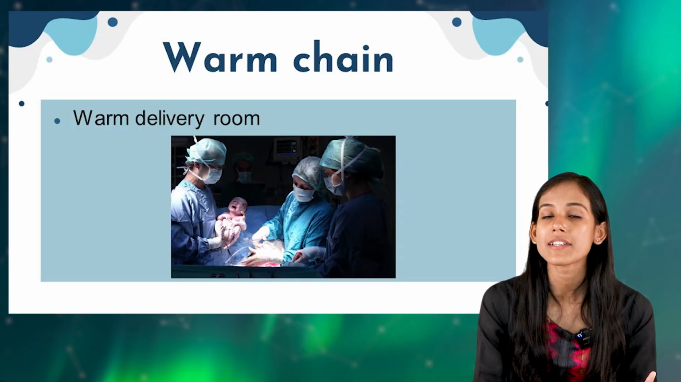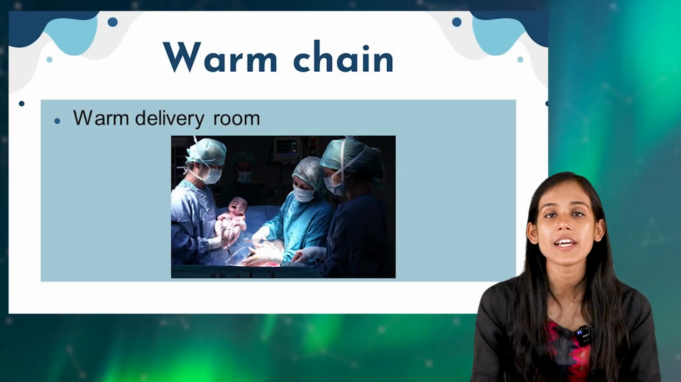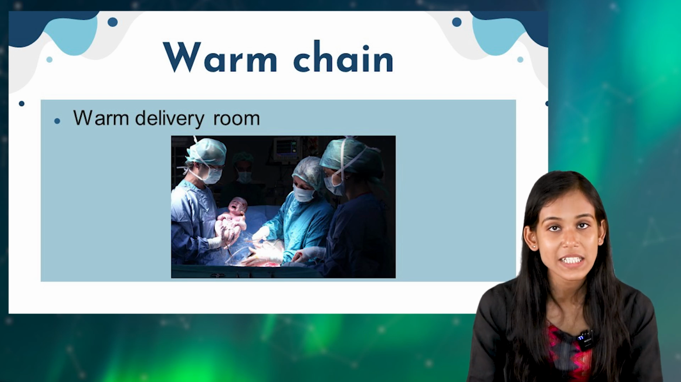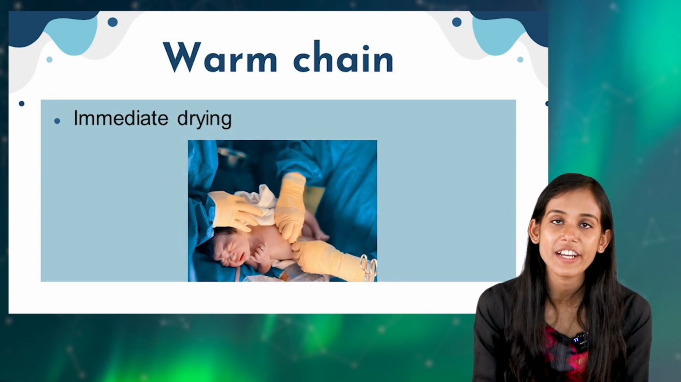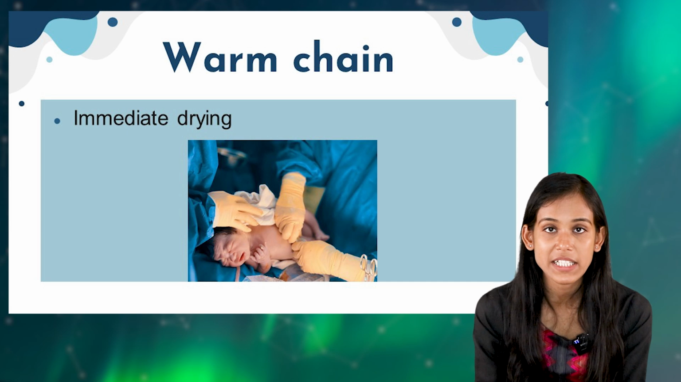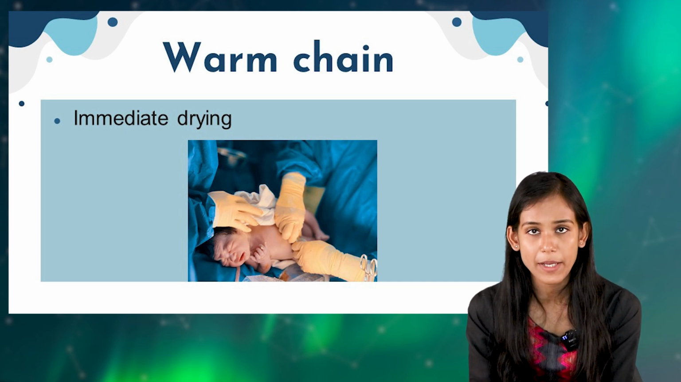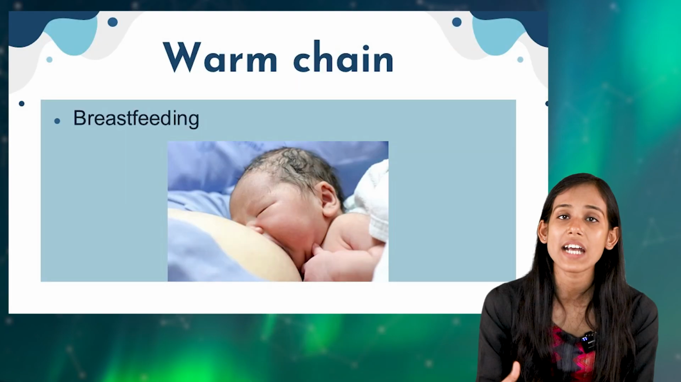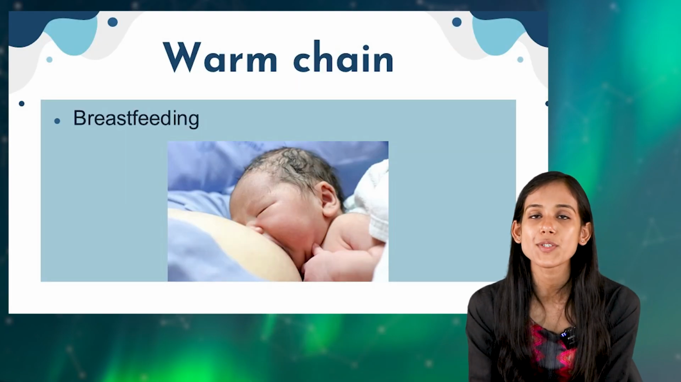So the first thing that we did is warm the delivery room, where we are trying to maintain the temperature. Once the baby is born, we dry the baby immediately. That is also to prevent hypothermia. And then we provide skin to skin contact and start breastfeeding. Through all these things, we are following a warm chain, making sure that there is no unnecessary heat loss, and we are able to maintain a stable body temperature of the neonate.